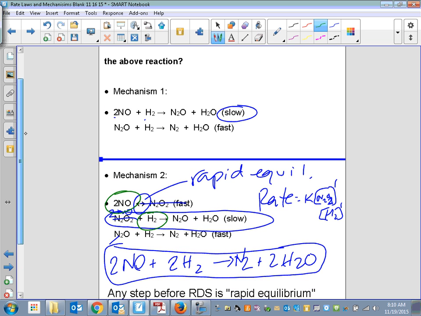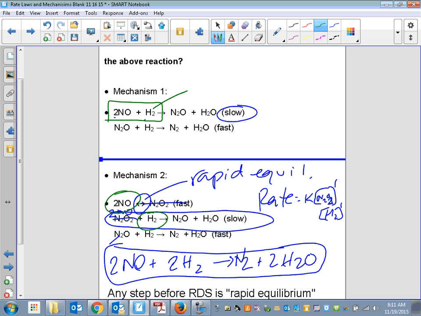Why? Why? Because 2NO already reacts with H2, it's more likely to happen with the H2. No? Tell me what kind of reaction that one is. Uni, bi, or tri? That's 2 molecules plus 1 is 3, right?